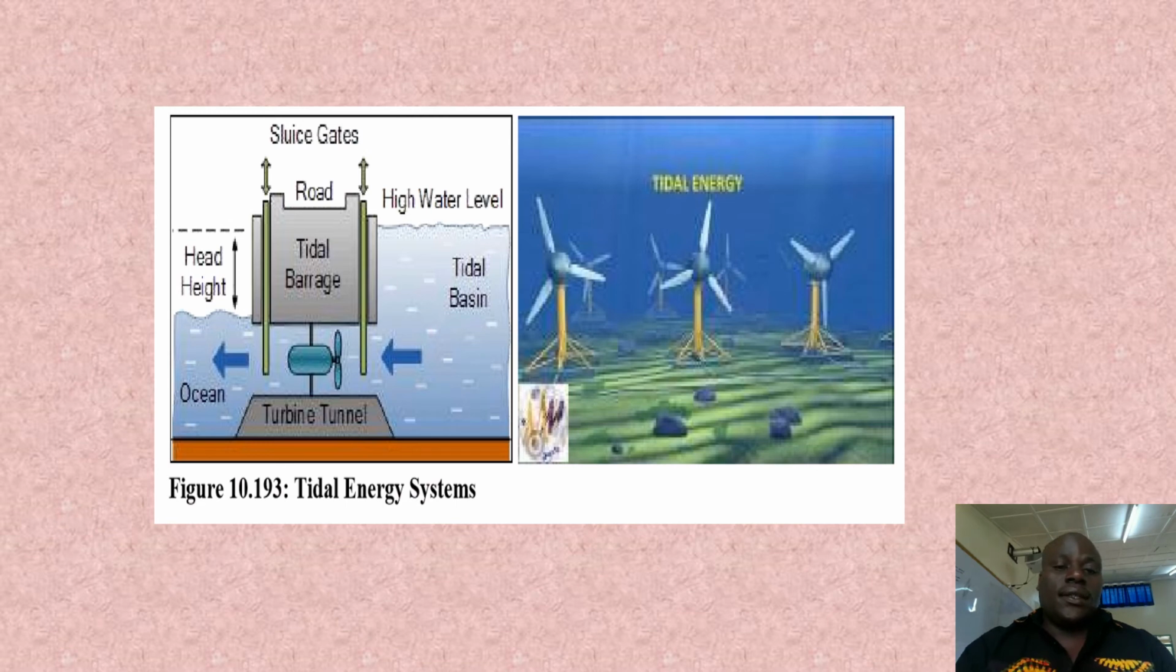I think this is almost similar to hydro. Here we have the ocean or the sea. In the sea we have the tides. The tides will hit the turbine, the turbine will rotate, and it will force a generator in this powerhouse also to produce more energy, just as we explained in hydro.